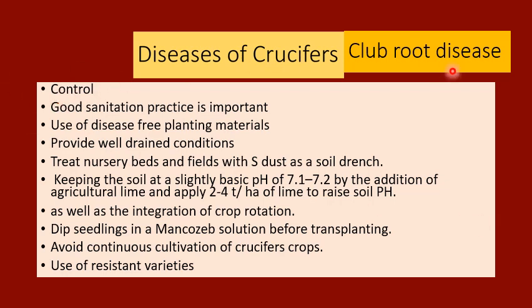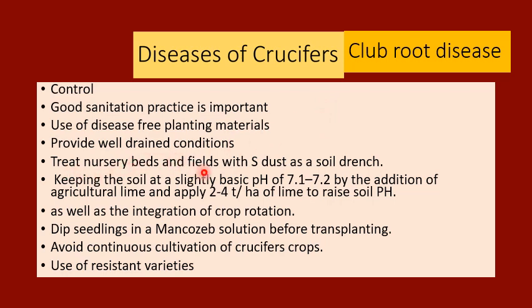We'll go to the management practices of club root disease. Actually, good sanitation practice is very important because in the disease cycle characteristics I told you, they may have pathogen in the soil and crop debris and all. Therefore, it is very important to maintain the sanitary practices. The use of disease-free planting materials, and also we need to provide well-drained conditions because with the moisture conditions, the spores can enter into the plants and do the infections.